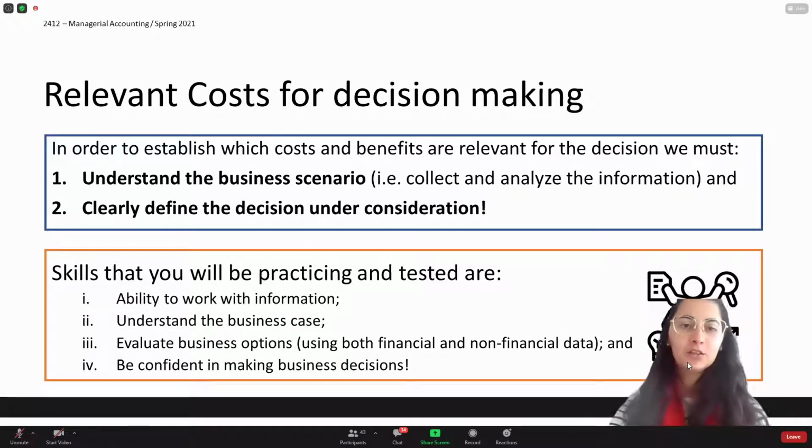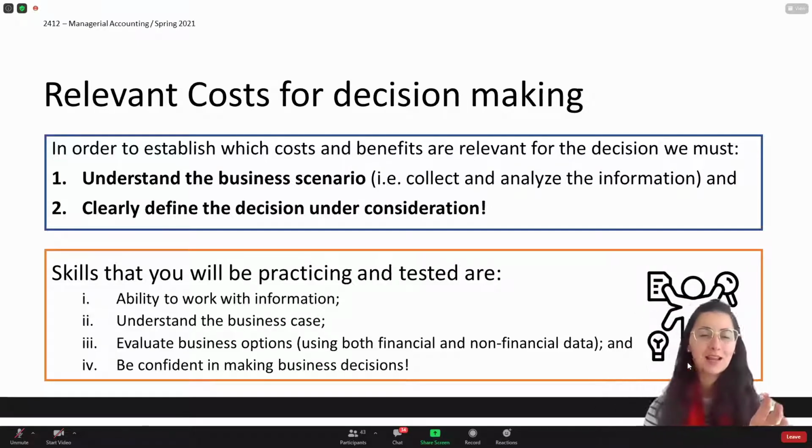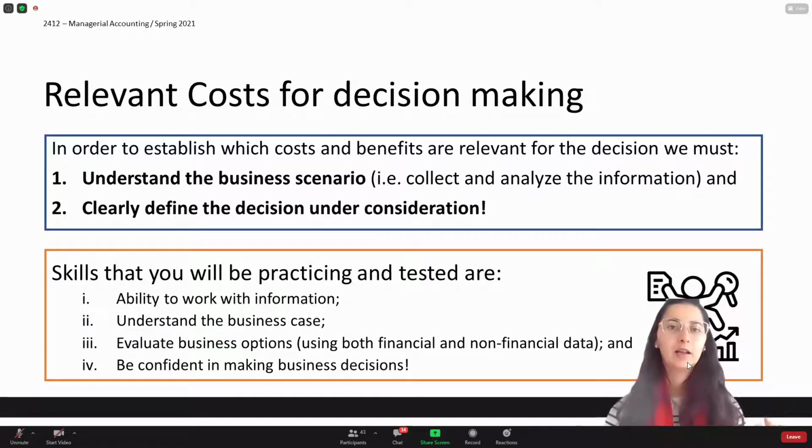Okay, so we need to understand the business scenario. We need to understand how the business works, the way that we have in the company of producing and selling. We need to understand the competition. We need to understand the market, the industry. So we need to have this broad understanding of the business.